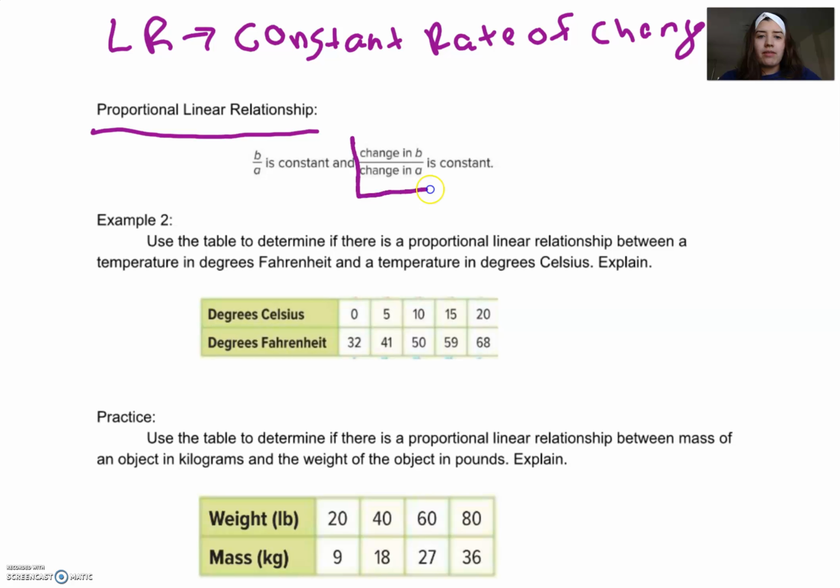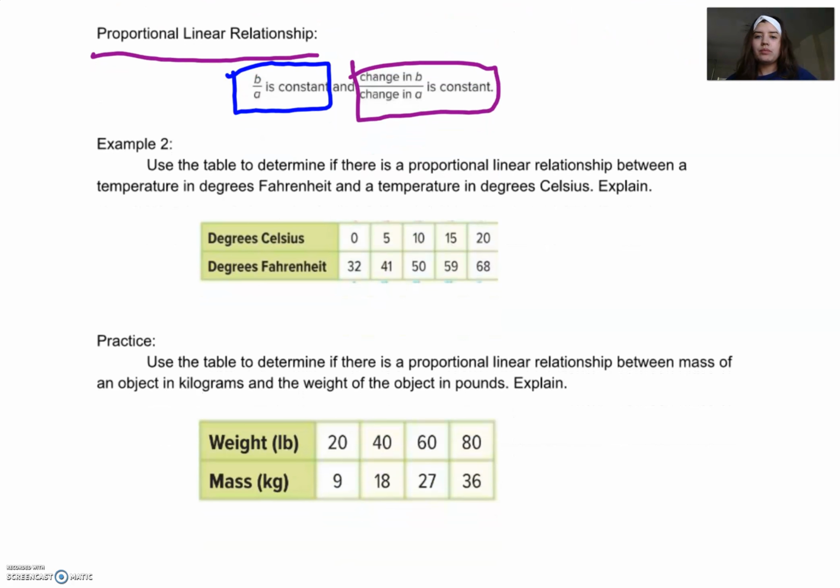We still have to have that constant rate of change. Our change in B over change of A, that's what we just practiced. But it has to have a second component. And that is for every B, which we also talked about as Y, has to be divided by A or X, and it will all have to be the same number, which sounds confusing, but we're going to look at this example.